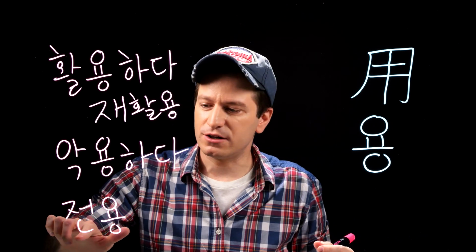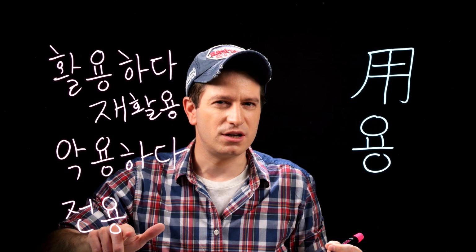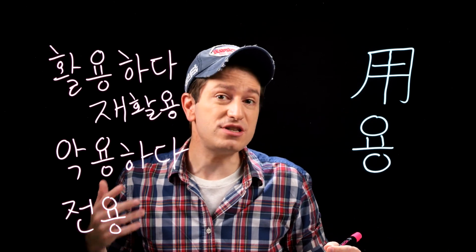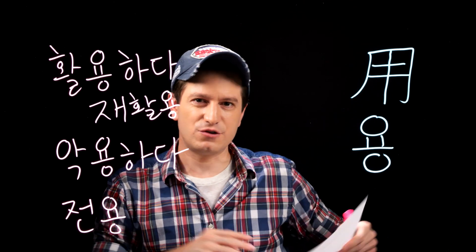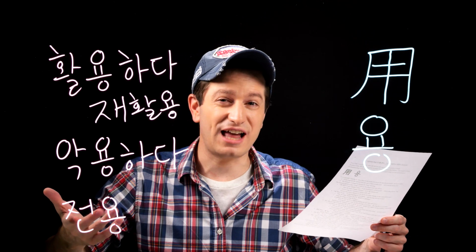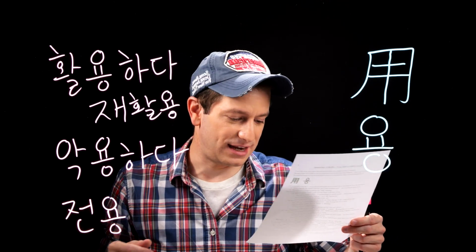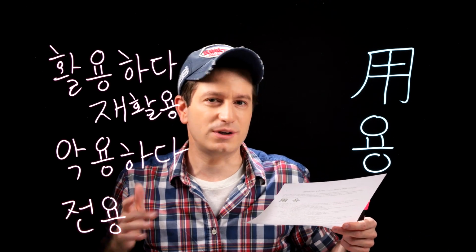And next we have 전용. 전 meaning only. So only use. This is how you would say exclusive use. And this word is often going to appear on signs. For example, you might see a sign that says like employees only, and it'll have 전용 on the sign. So if you ever see this on a sign, just don't open the door. It's probably not for you unless you work there.